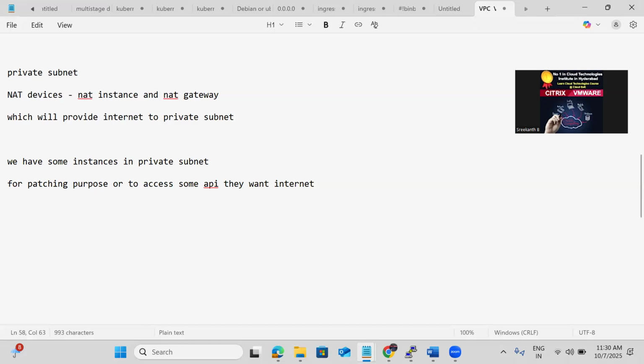What is the problem if I attach an internet gateway? What is going to happen? It won't be limited to private subnets, it will provide public access also. That's risky. So that is the reason we are attaching a NAT gateway or NAT instance.